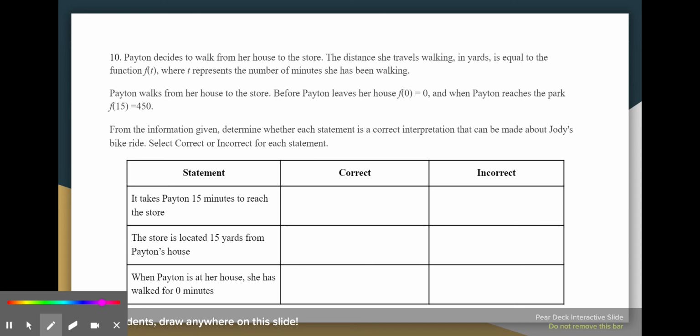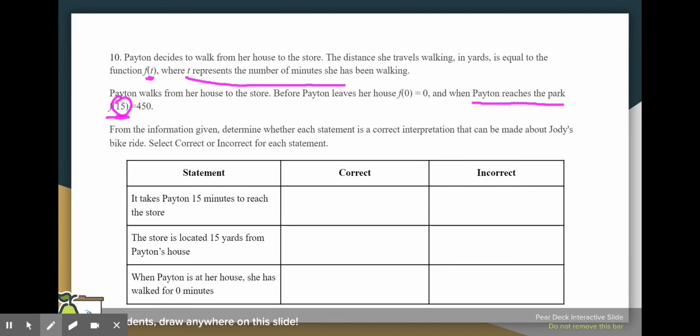Well, it says when she reaches the park, f of 15. So this is the only place we see 15, and it's what represents in parentheses, which is t. And t represents the number of minutes. So it was 15 minutes to get to the park. So this is incorrect.